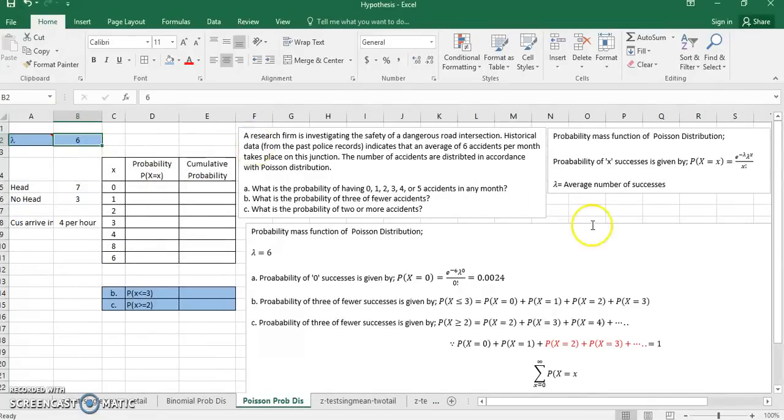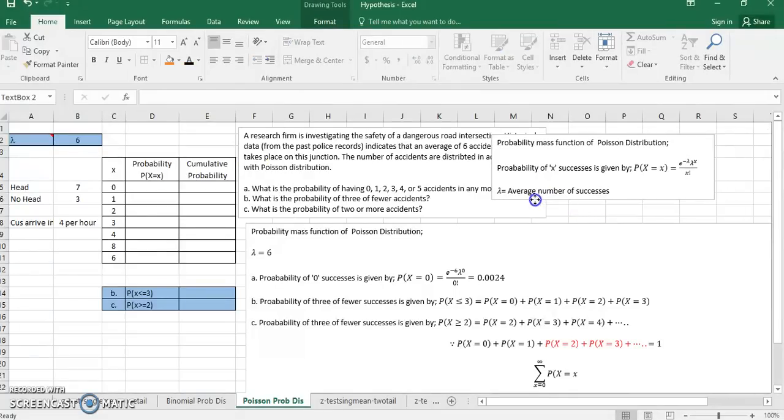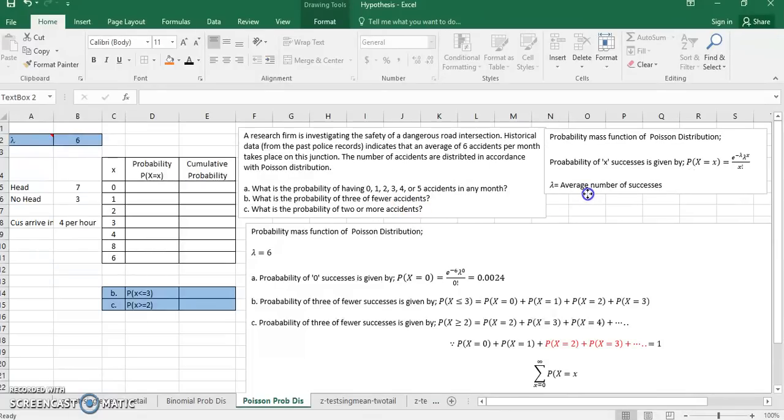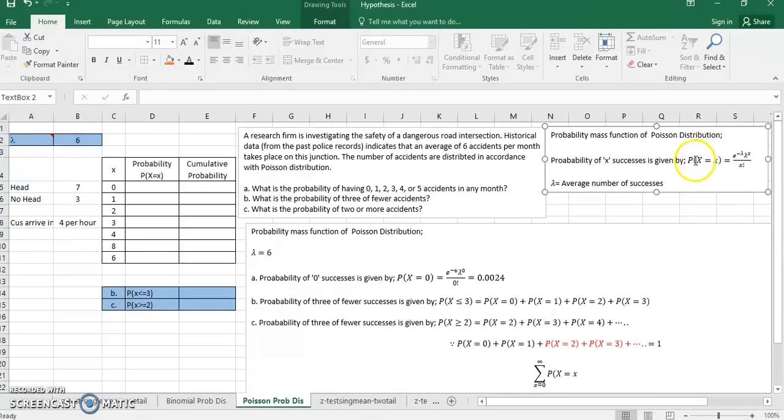Now I'll throw a little light on the probability density function, which was given by Simon Denis Poisson to calculate the Poisson probability distribution. He said the probability of capital X equal to x, where capital X is the random variable and small x is the number of successes, is given by e raised to the power minus lambda, lambda raised to the power x, divided by x factorial, where lambda is the average number of successes or occurrences, which in this case is 6.